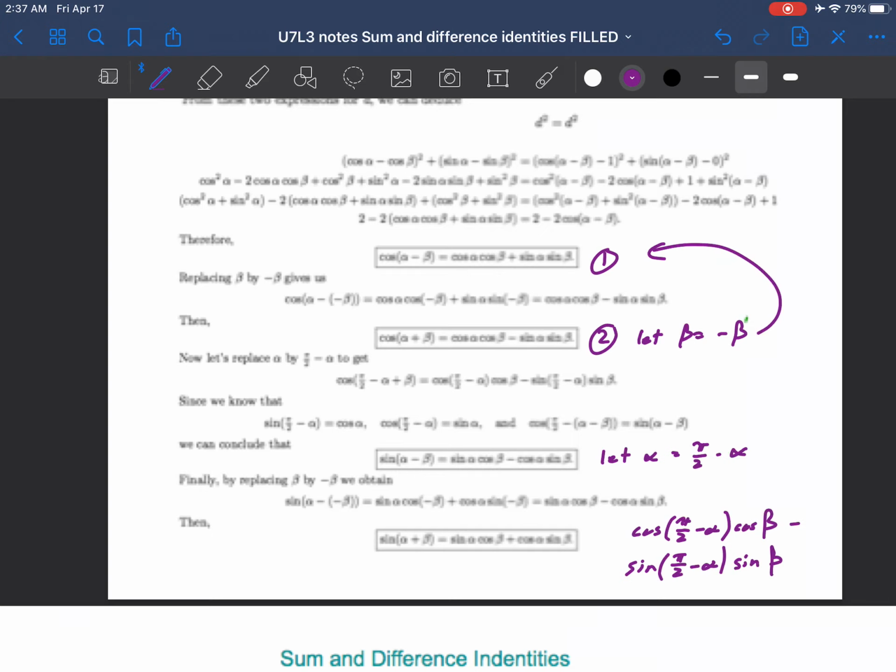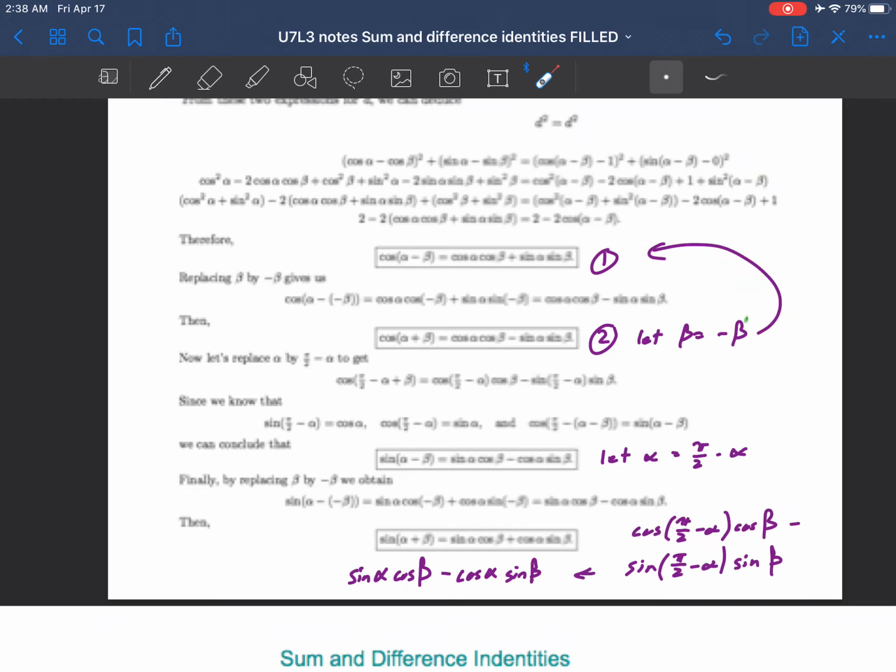Okay, well, here's the thing. This is sine alpha, and this is cosine alpha, right? So this really becomes sine alpha cosine beta minus cosine alpha sine beta. Okay, and where's that box? So yeah, sine alpha cosine beta, that's right there. Cosine alpha sine beta, it's right there.